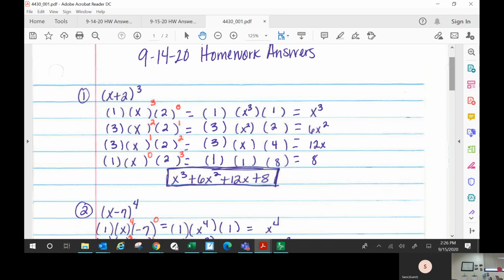And then once you do that, you multiply straight across. We have x cubed, 6x squared, 12x, 8. Add all those together, that is your final answer.